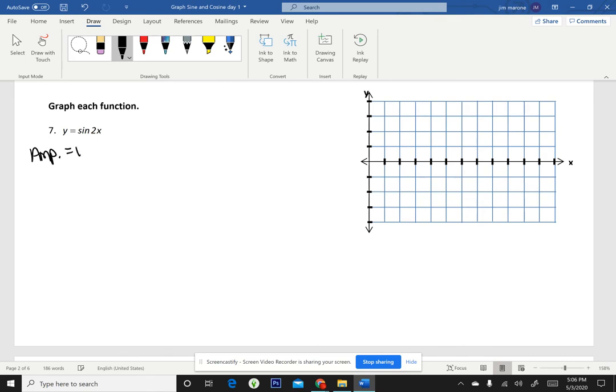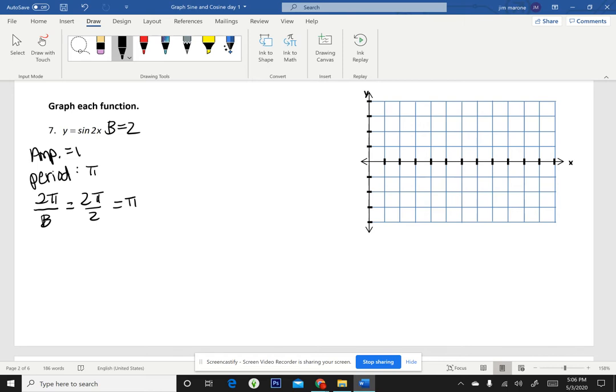And then we're going to find the period. Well, if the period is 2 pi over b, and b is equal to 2, which is the coefficient of x, then the period is 2 pi over 2, which is equal to pi. So the period is pi.